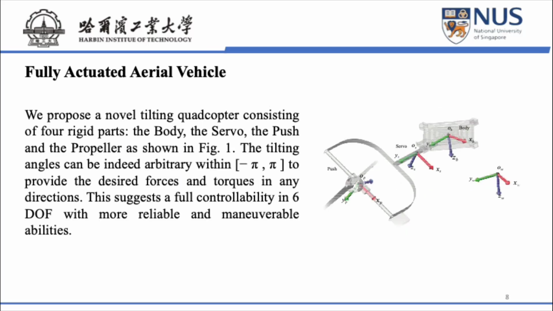In this paper, we propose a novel tilting quadcopter consisting of 4 rigid parts: the body, servo, pusher, and the propeller as shown. The tilting angles can be arbitrary to provide the desired force or torque in any direction. This suggests full controllability in 6 degrees of freedom with more reliable and maneuverable abilities.